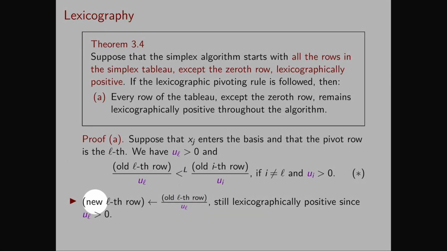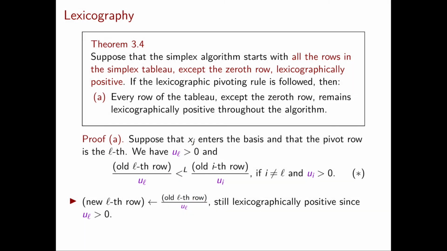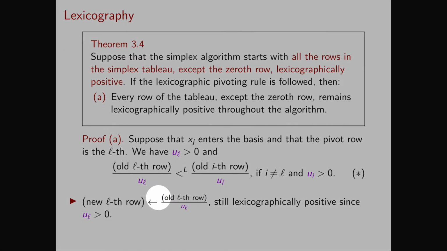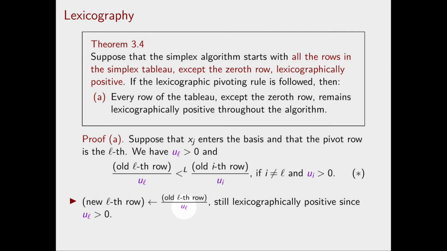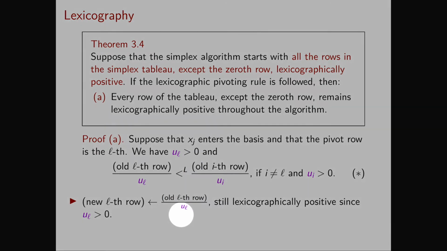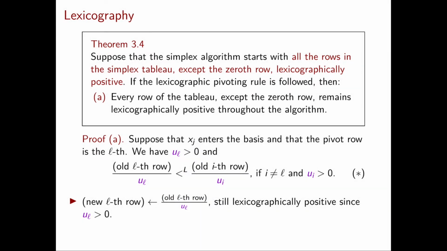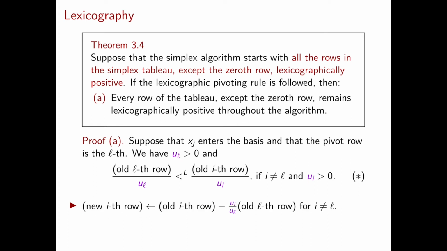First, we're going to consider the new lth row. This is the simplest because it simply is the old lth row divided by UL. This is how we make the pivot element equal to 1. Now the old lth row is lexicographically positive and UL is positive. Therefore, the new lth row will be lexicographically positive. Now we have to consider all the remaining rows of the tableau.